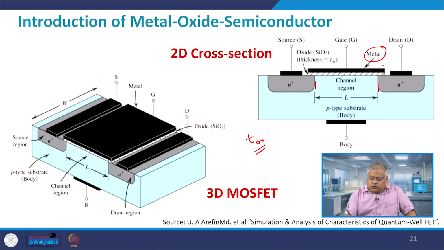In this case, if you see, your gate is overlapping over the drain on this side and overlapping over the source on this side. And this is the part where you will have the inversion layer. We will come to the MOS structure later on, but this is the structure which you see here.